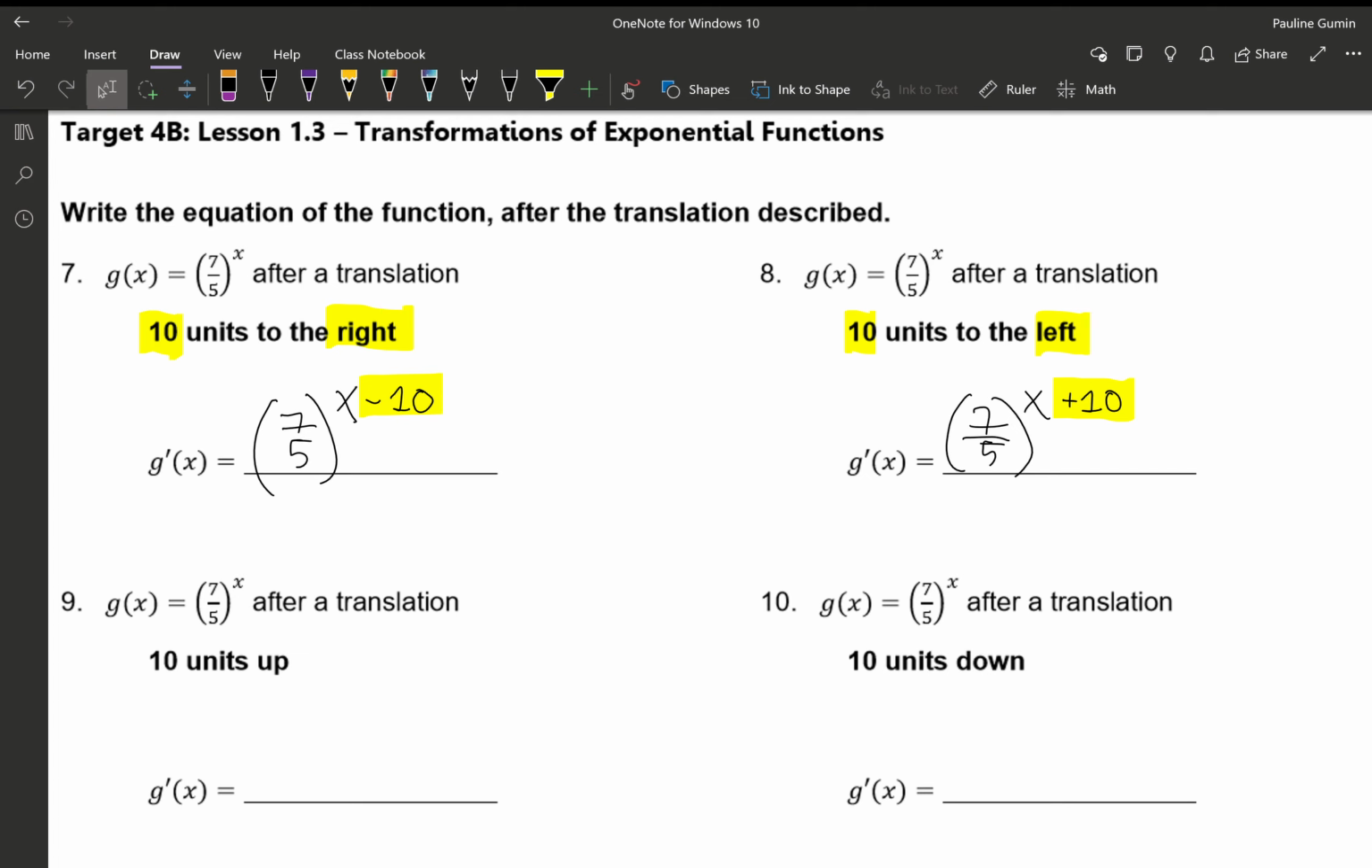It pops up again in any other transformation that you're going to be doing for any other graph, and you're going to be doing that in the next following years of your mathematical careers. So yeah, that's just a trend that you're going to have to keep up with.